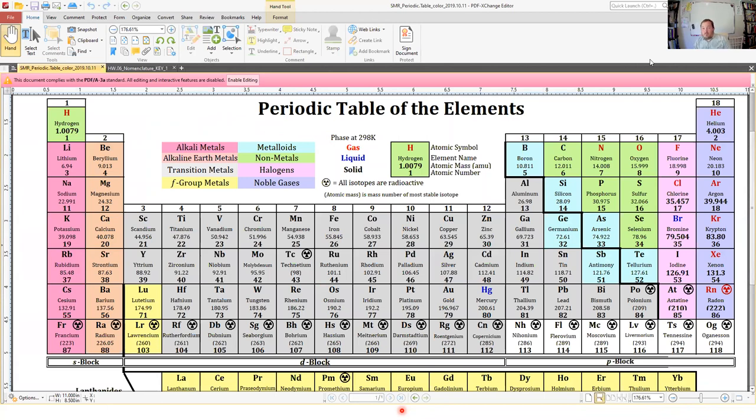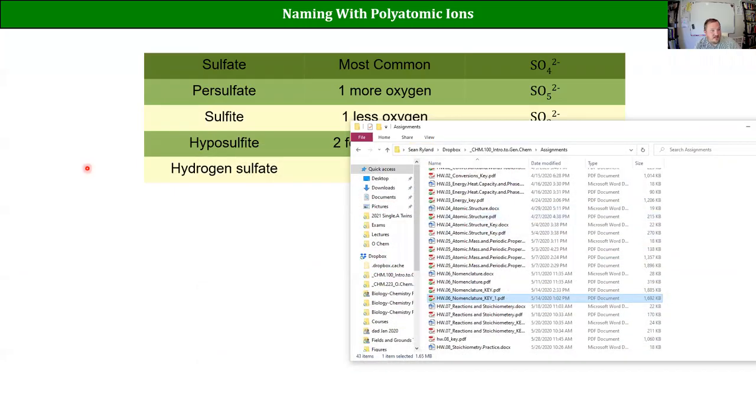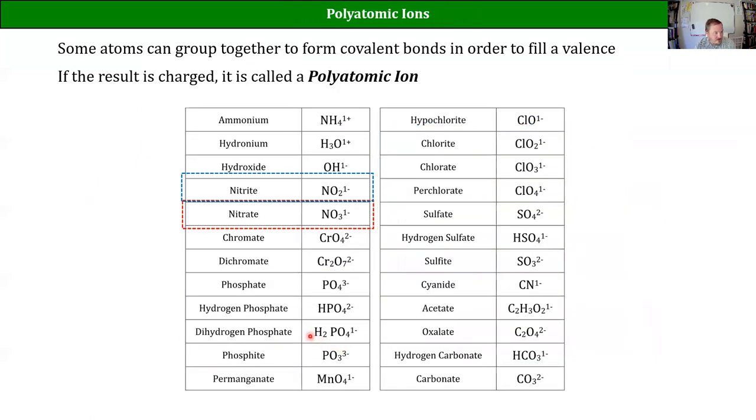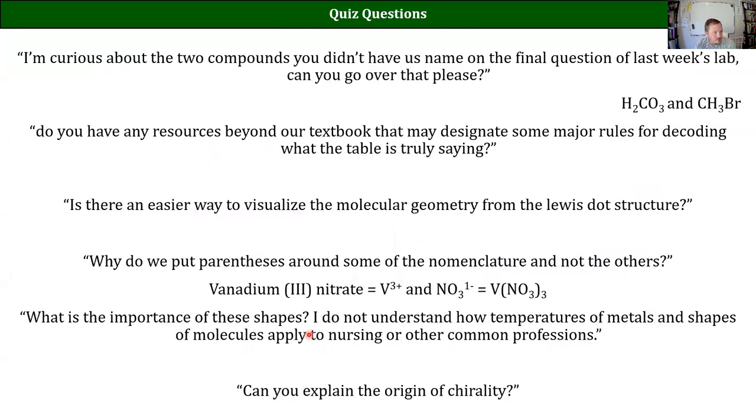So probably where you're getting a little hung up is that the three is referring just to the charge, not to how many of the other ion there is. Okay, perfect, thank you. No problem. That is a really common thing to get hung up on. If you say the name vanadium three nitrate, the three is referring to the charge on the vanadium, not how many nitrates you have.